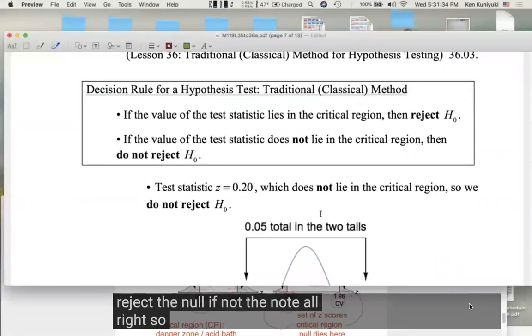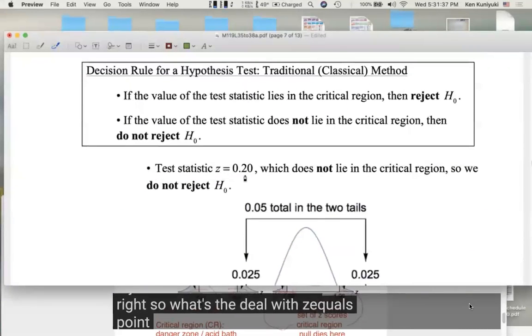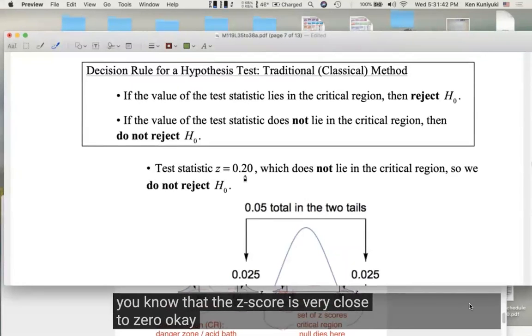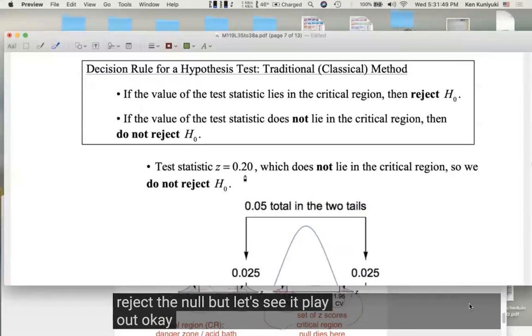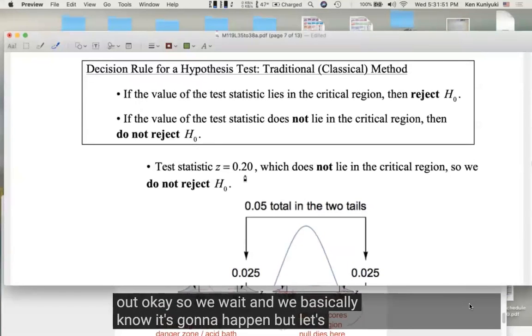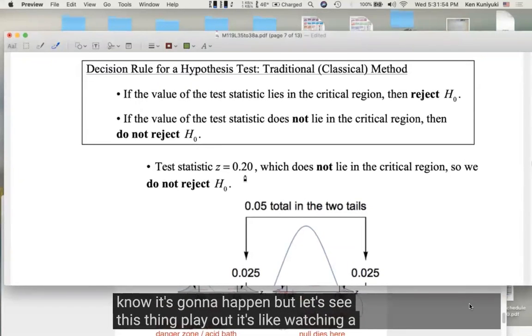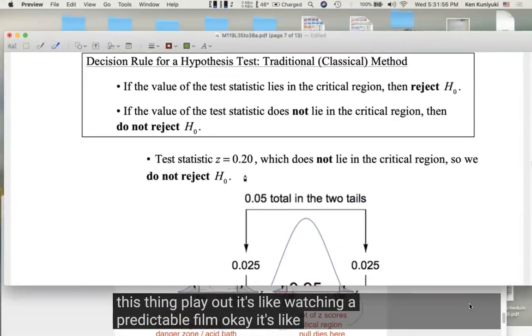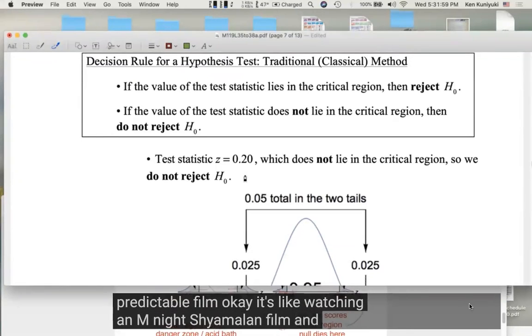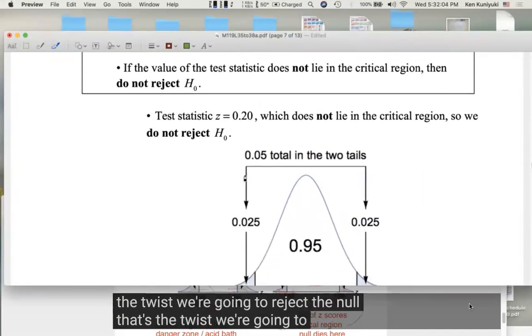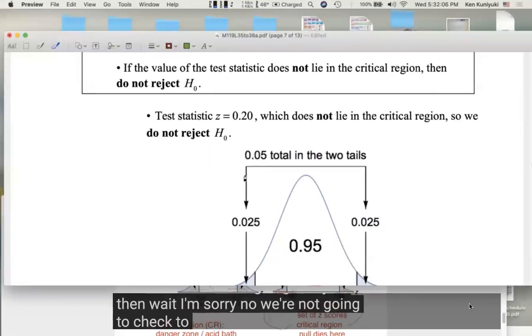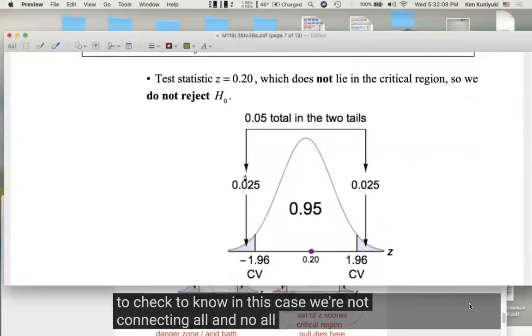So what's the deal with z equals 0.2? Well, right off the bat, you know that this z-score is very close to 0. So for any reasonable value for alpha, I don't think we're going to reject the null. But let's see it play out. It's like watching an M. Night Shyamalan film, and you know the twist. We're going to reject the null. That's the twist. Wait, I'm sorry, no. We're not going to reject the null in this case. We kind of know.